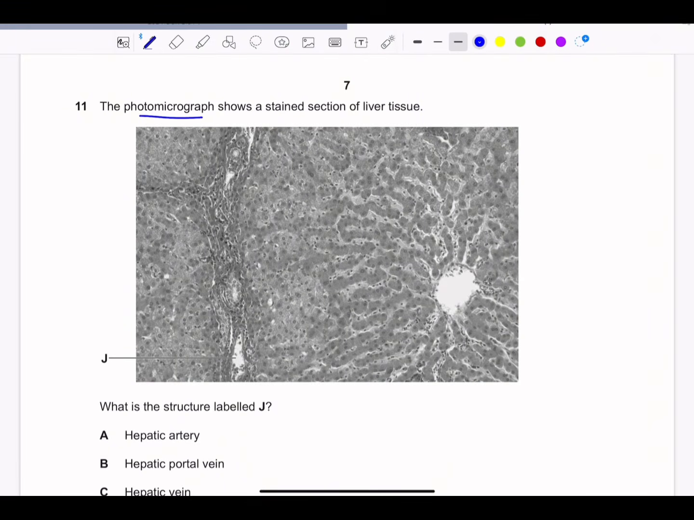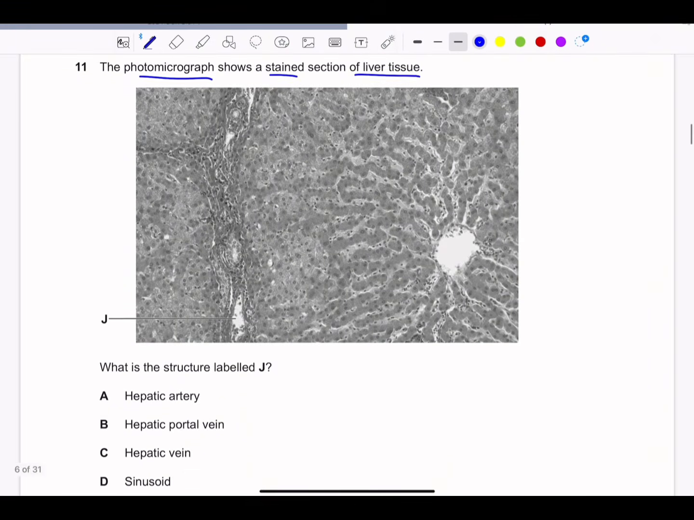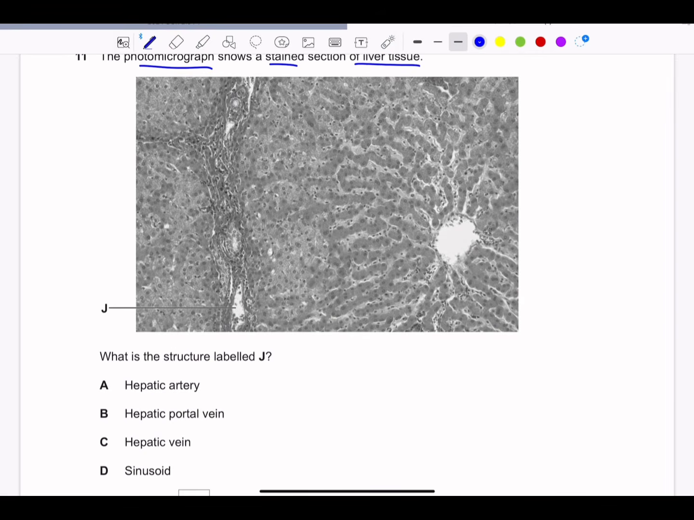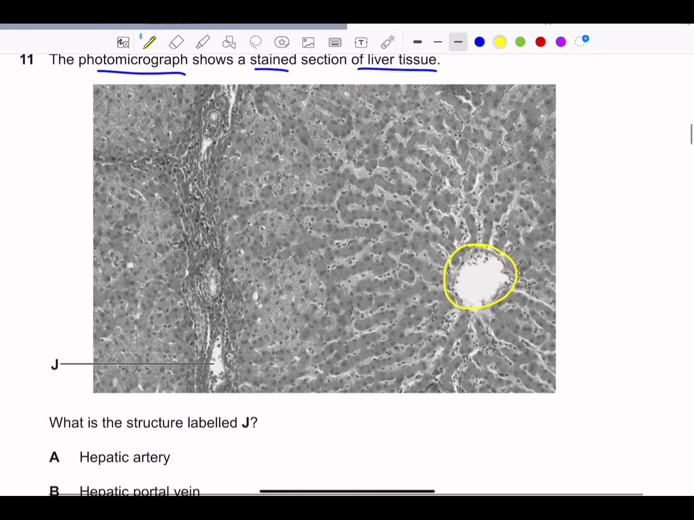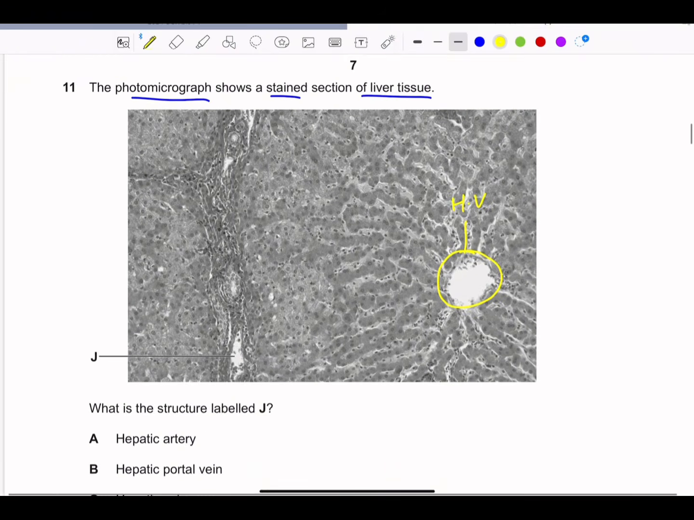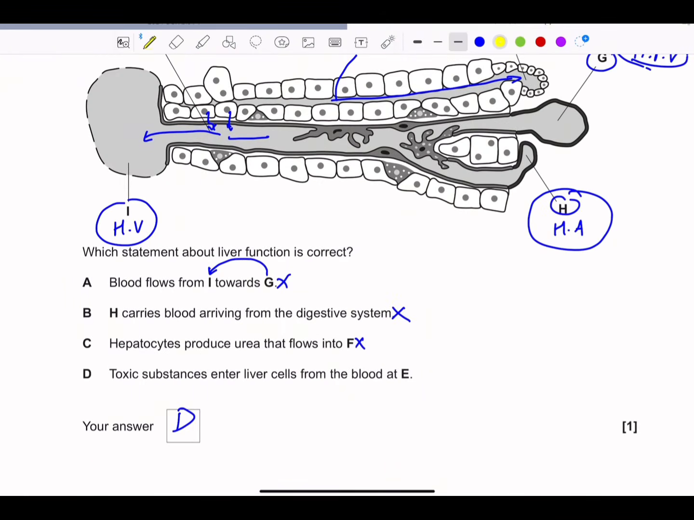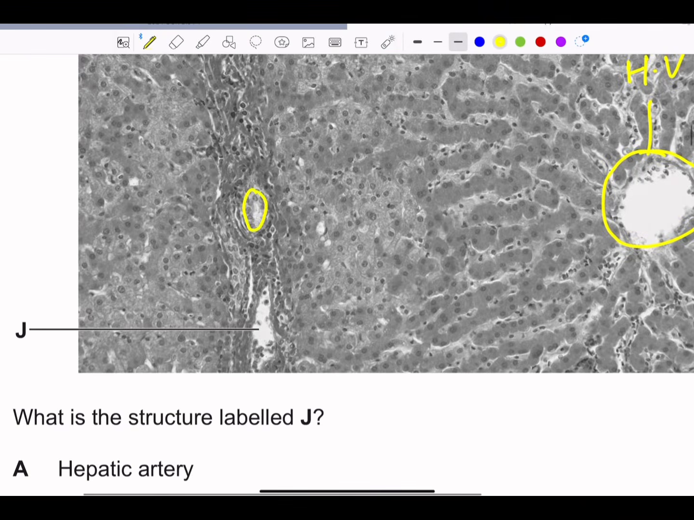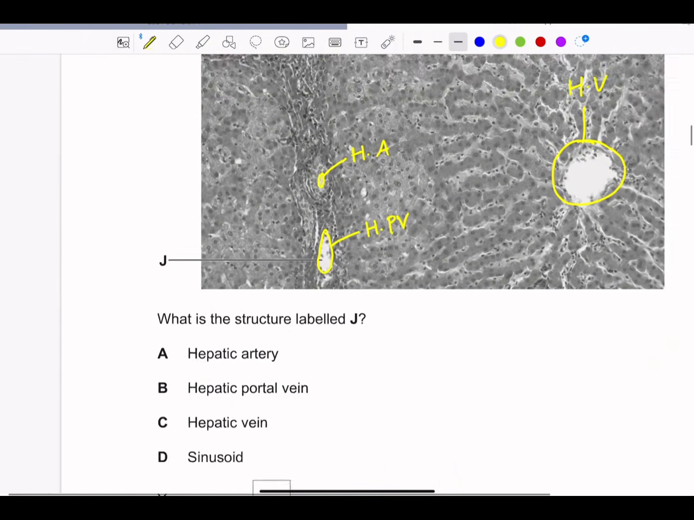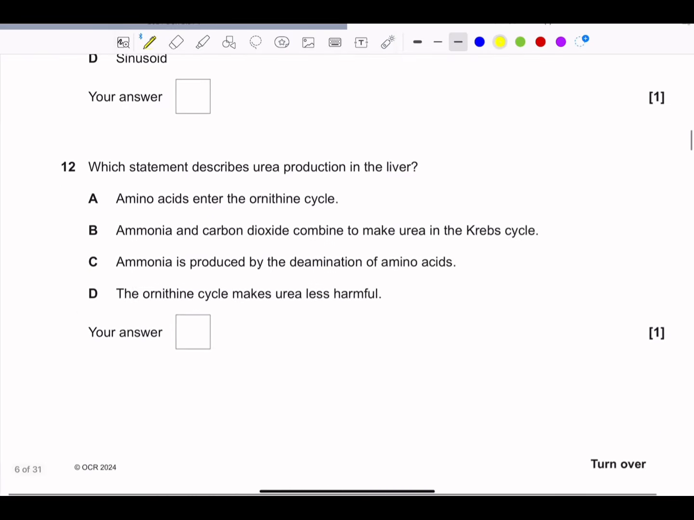Question 11 is a photomicrograph which shows a stained section of liver tissue. What structure is labelled J? So before we even start that, just annotating other structures. So we have this over here, the largest lumen that we could see. This is the hepatic vein. And we know this from the previous question. The thing with the largest lumen diameter is the vein. Then as for the other structures, we see this over here. It has a small lumen. Well, yeah, this has a smaller lumen than this. The thing with the smallest lumen is the hepatic artery. Slightly larger is the hepatic portal vein. So the answer to this question then is B, hepatic portal vein.